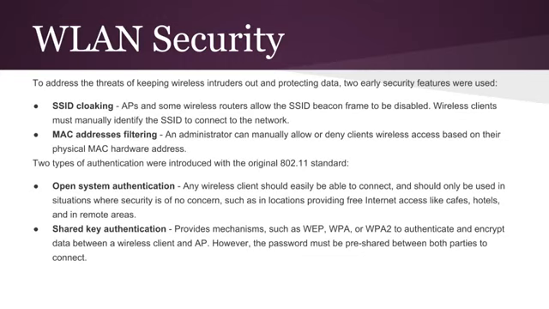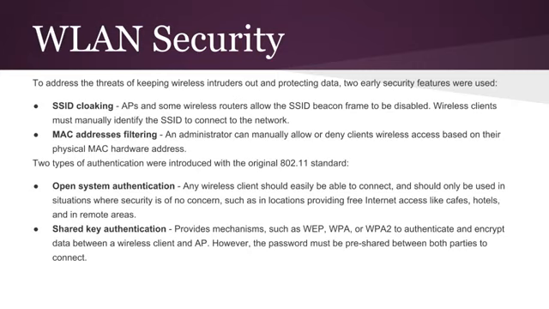Now, to address these threats, initially there were 2 early security features that were primarily used. You have the SSID cloaking, where the access point in some wireless routers allows the SSID beacon frame to be disabled, which is what we consider manually identifying the SSID to connect to a network, instead of making it publicly available information. Then we have the MAC address filtering, where an administrator can manually allow or deny clients wireless access based on their physical MAC hardware address.